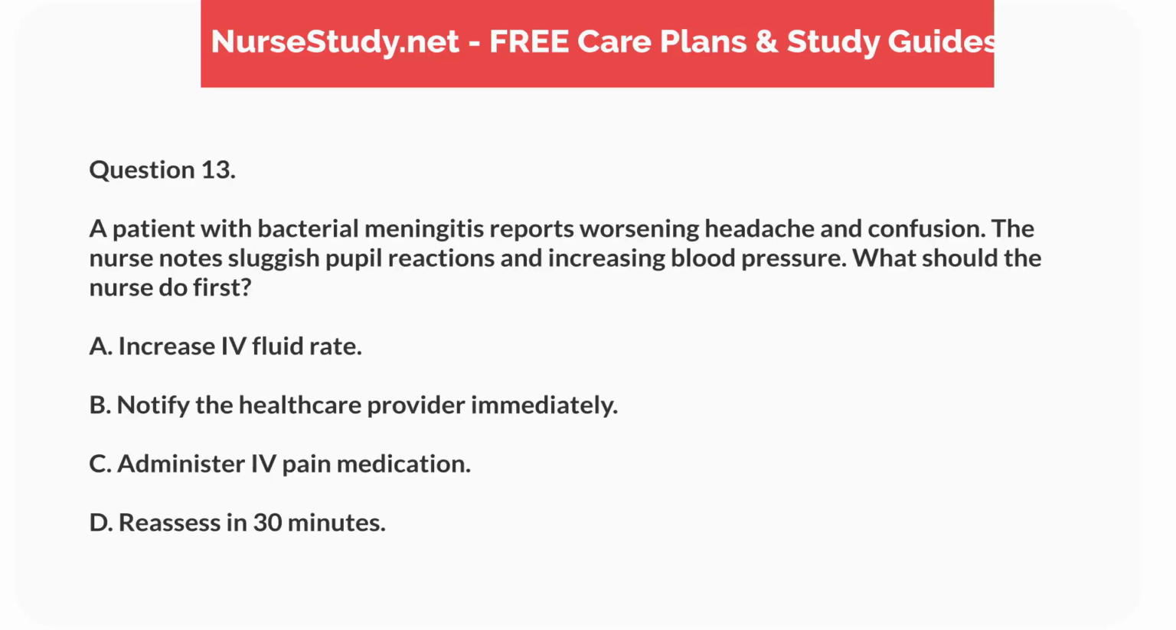Question 13. A patient with bacterial meningitis reports worsening headache and confusion. The nurse notes sluggish pupil reactions and increasing blood pressure. What should the nurse do first? A. Increase IV fluid rate. B. Notify the healthcare provider immediately. C. Administer IV pain medication. D. Reassess in 30 minutes.